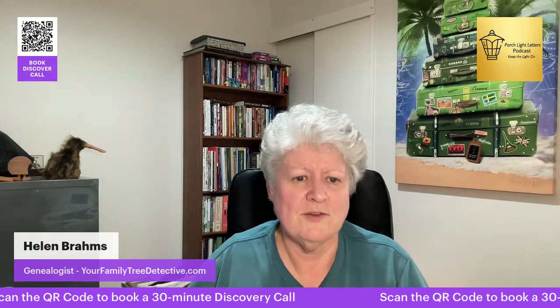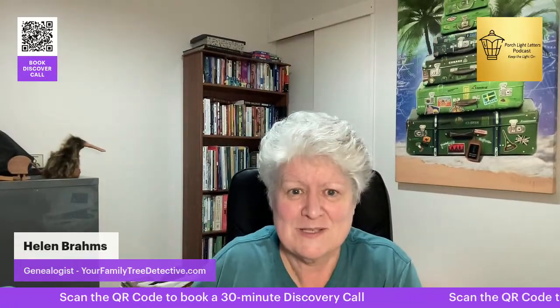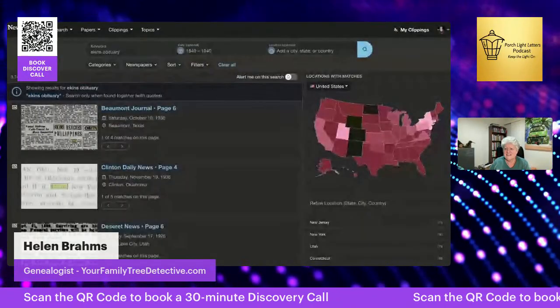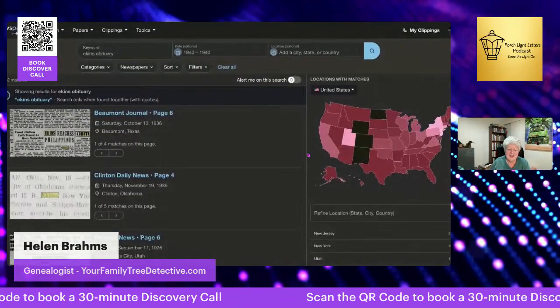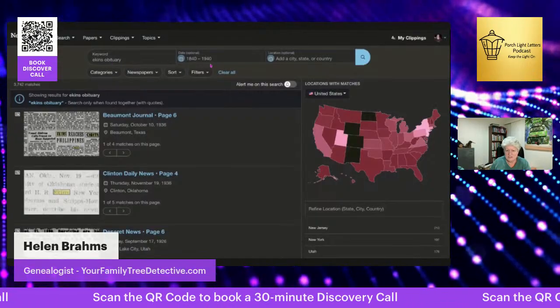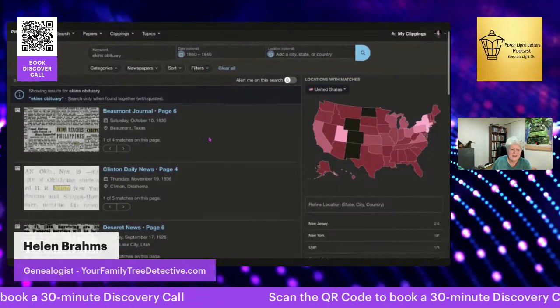So now we're going to take you over to newspapers.com, because they have really cool obituaries in there. This is how they appeared in the newspaper. So that's what we're going to be looking at. Okay, let me go over there. So this one, I put in an Eakins obituary from 1840 to 1940. I did not put a town or a country or anything else.